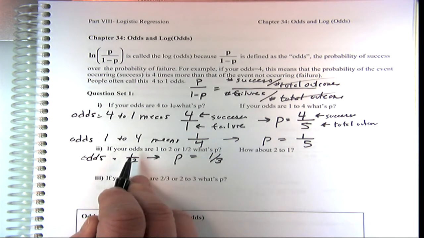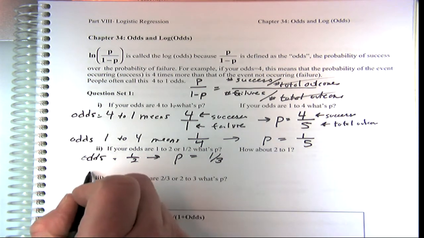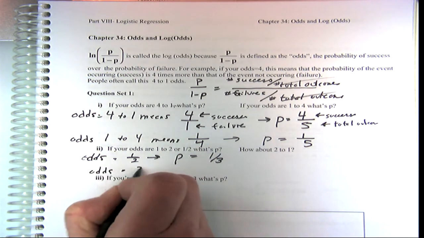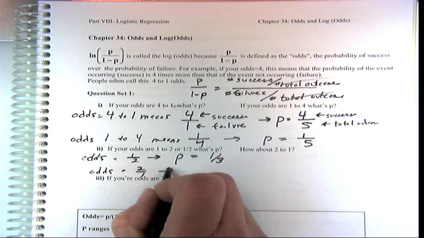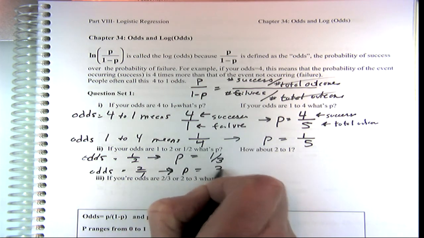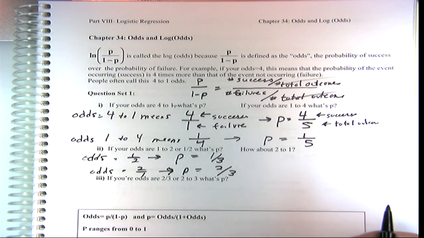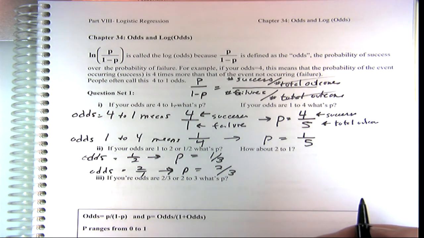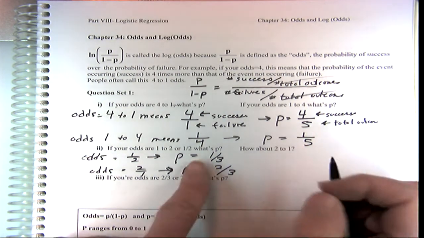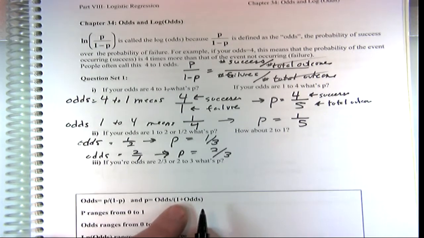There's one way to succeed and 2 ways to fail. And if your odds are 2 to 1, then your probability is what? 2/3. Does that make sense? I mean, this formula is exactly the same thing.